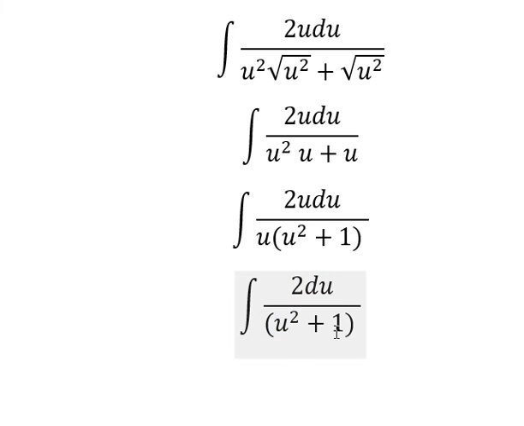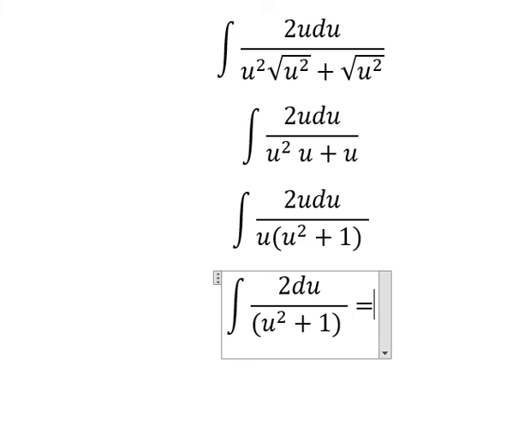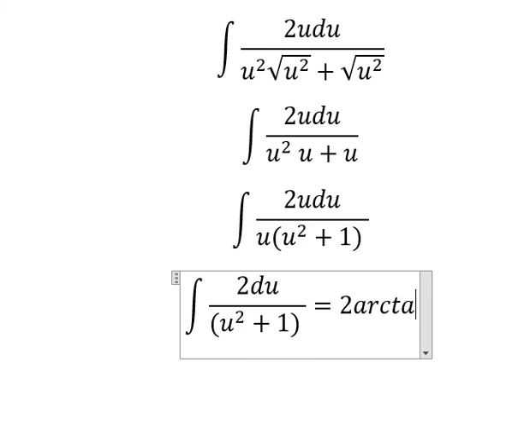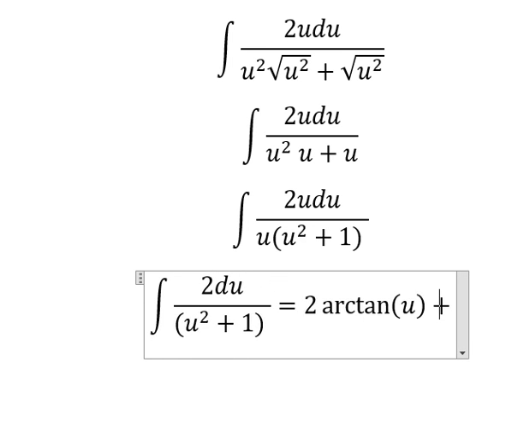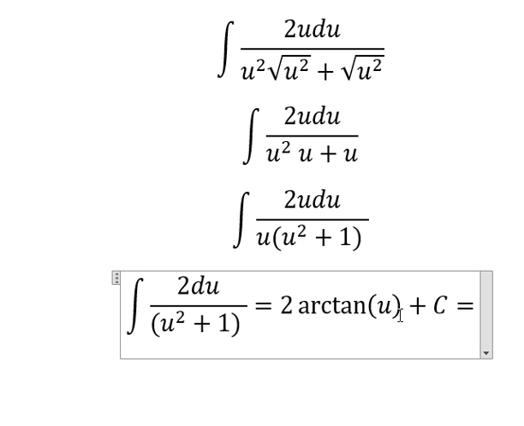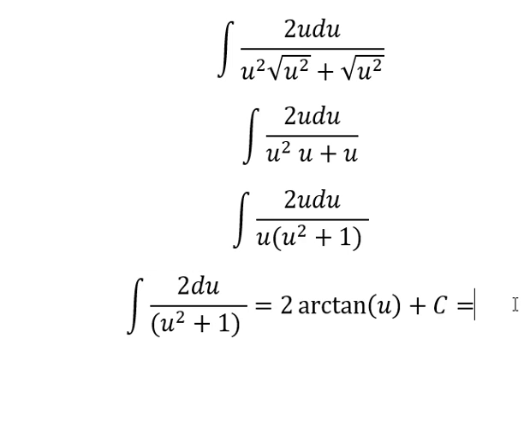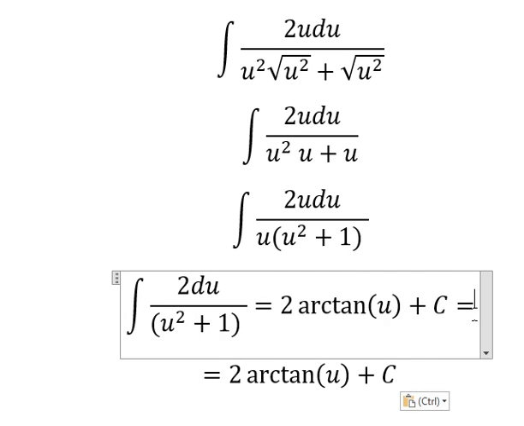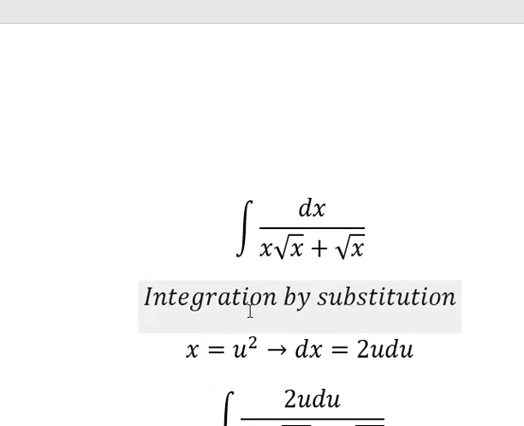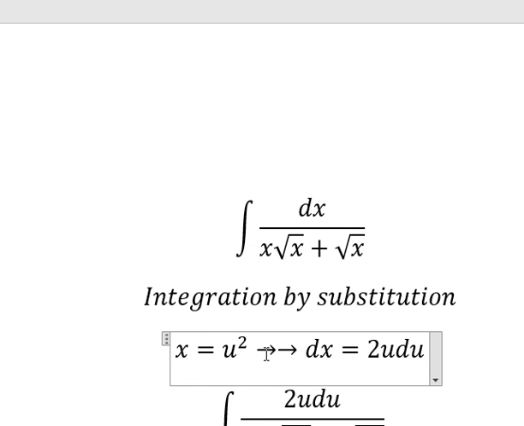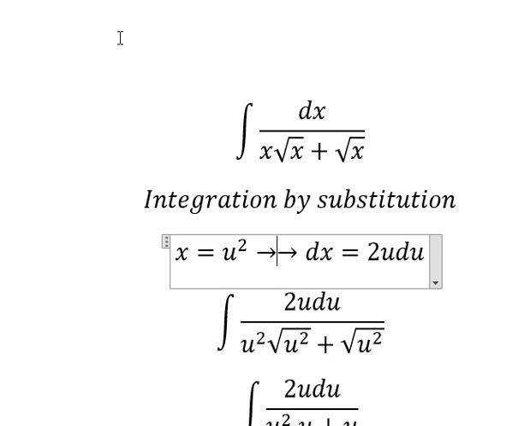The integration of this one, we have 2 tan of u. And see, that's the constant. So about u, that is this one. So we need to put the square root for both sides, and we got the final answer.